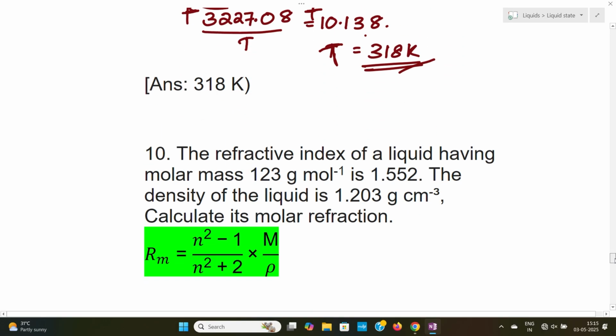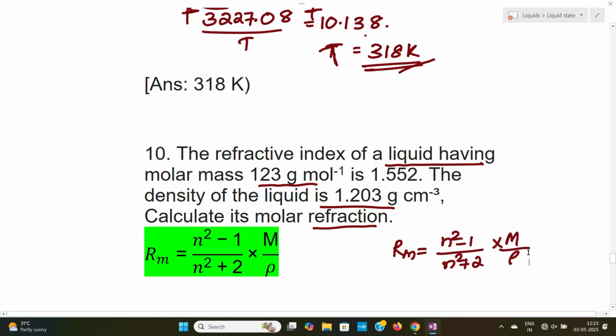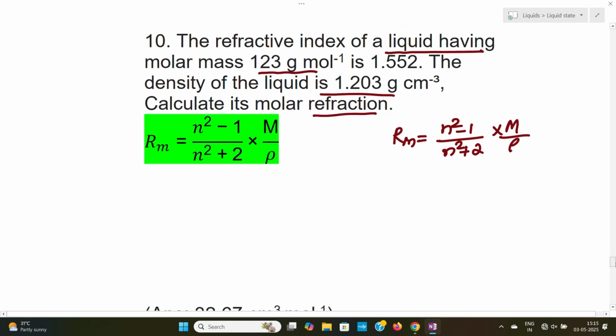Next question is, the refractive index of a liquid having molar mass 123 gram per mole is 1.552. The density of the liquid is 1.203 gram per centimeter cube. Calculate its molar refraction. The equation to find out the molar refraction is Rm is equal to n squared minus 1 divided by n squared plus 2 into m by rho. So our job is to calculate the molar refraction.